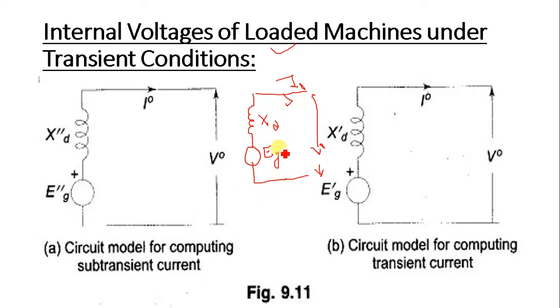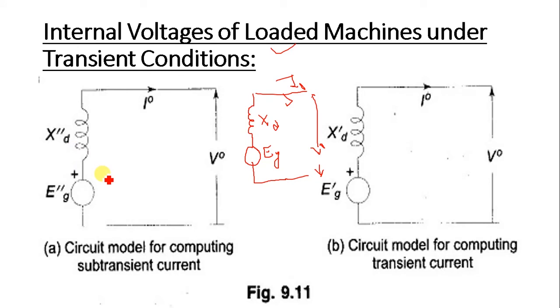Okay, I have just skipped this figure. I don't have to show it because the only difference is here. Here the value will be Eg double dash during the subtransient period, and during the transient period it is Eg dash. Same Xd dash, Xd and Xd double dash. Okay, that is the only difference.